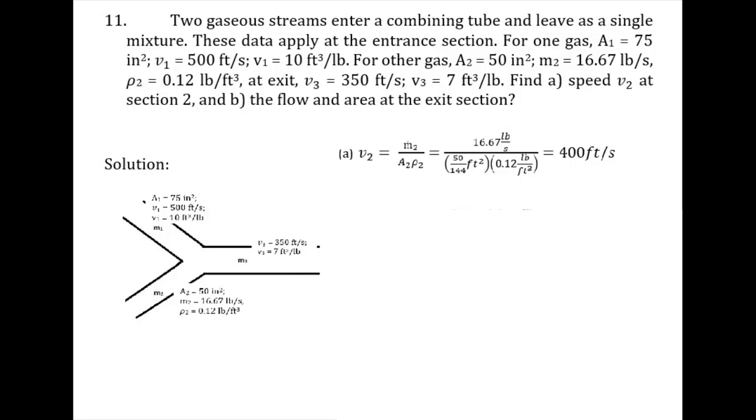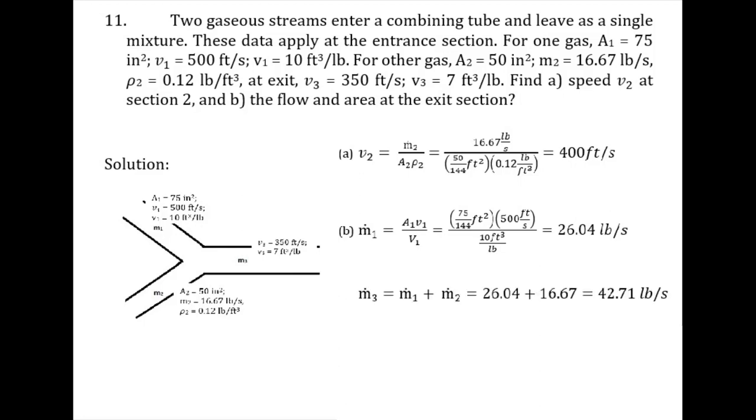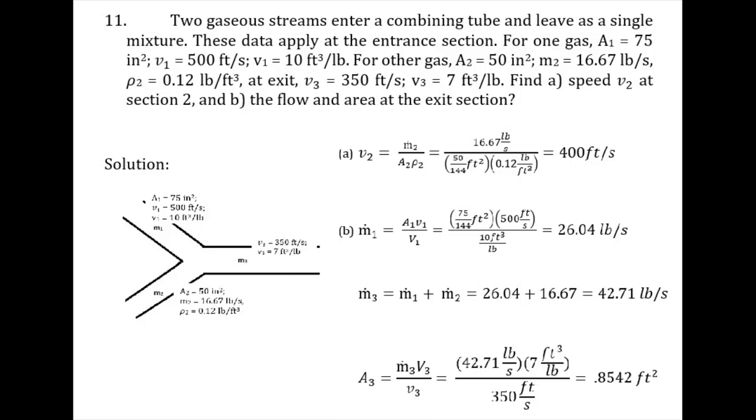For letter B, finding the mass at point 3, we can solve this by adding the mass of 1 and 2, but we need to solve first the mass at point 1. Solving mass at point 1, we will use this formula. Substituting the values, we have mass of 1 of 26.04 pounds per second. Adding mass 1 and 2, we can solve mass 3, that is 42.71 pounds per second. To solve area 3, we will use this formula, substituting the values, so we have 0.8542 feet squared of area at point 3.